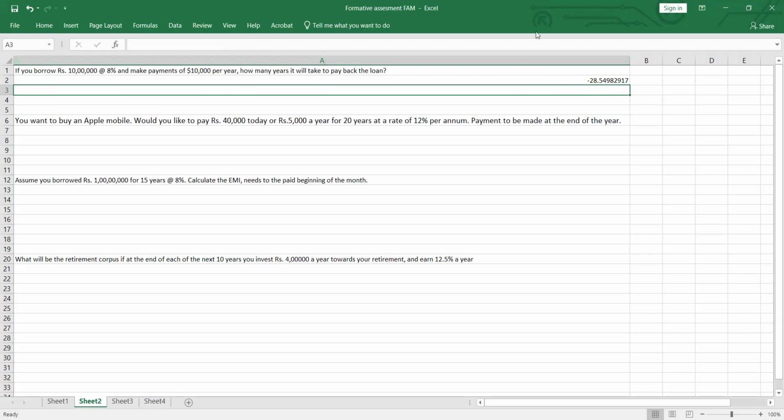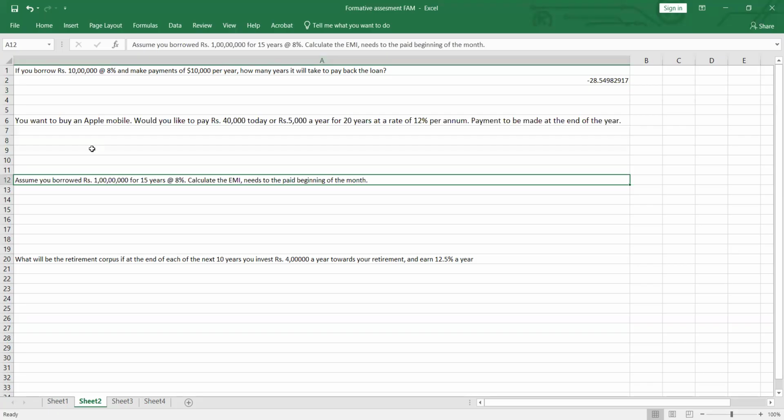Now we calculate the second question. You want to buy an Apple mobile: would you like to pay 40,000 today, or 5,000 per year for 20 years at a rate of 12% per annum, with payment made at the end of the year? This question asks about the end of the year, so we calculate for the end of the year. This is a very basic question. If you buy some property like that, you will use this formula.